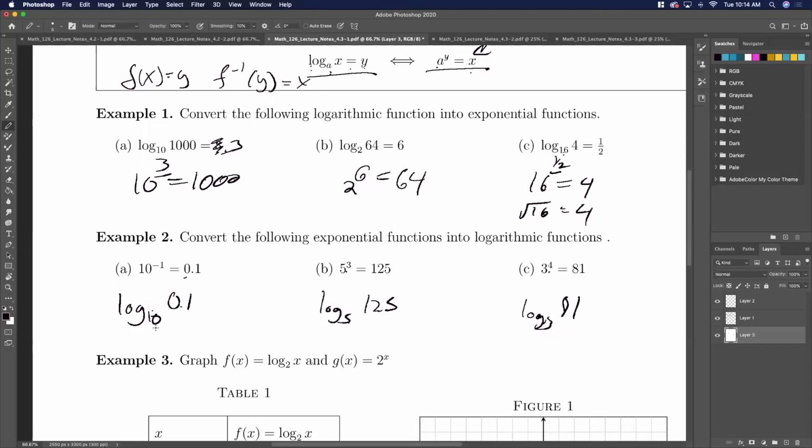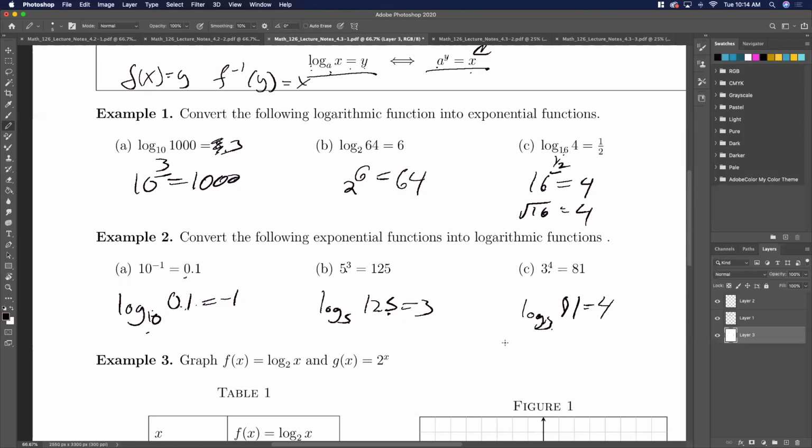So log base 10 of 0.1: 0.1 is what power of 10? Well, it's 10 to the minus first power, right? 125 is what power of 5? Well, it's 5 to the third power, right? We have the answers up here, but if we were just doing it in our heads, 81 is what power of 3? That's the fourth power, so it's 3 to the fourth power. So that's what it means to be a log.